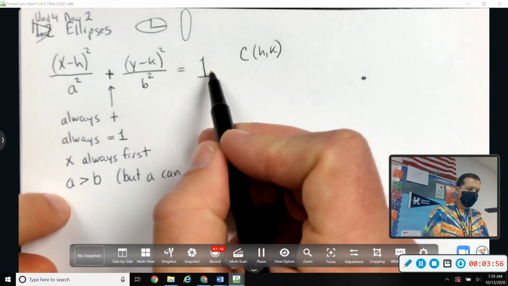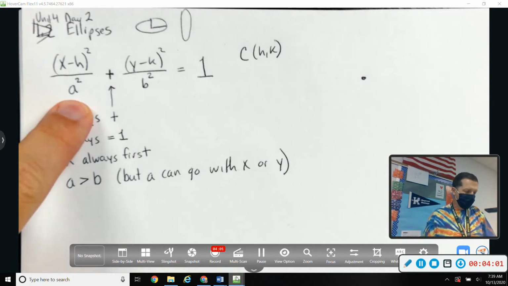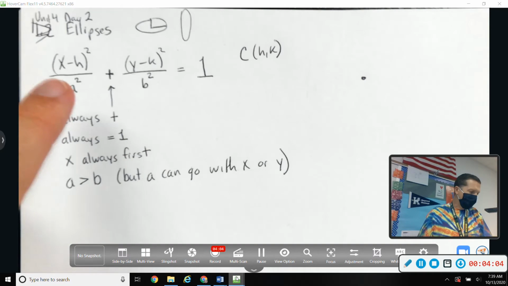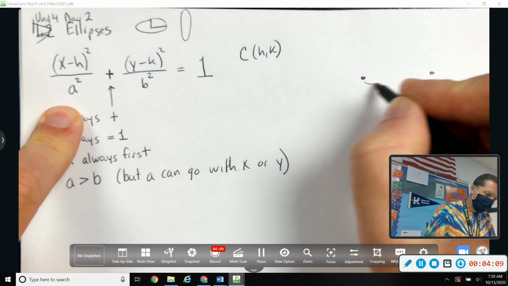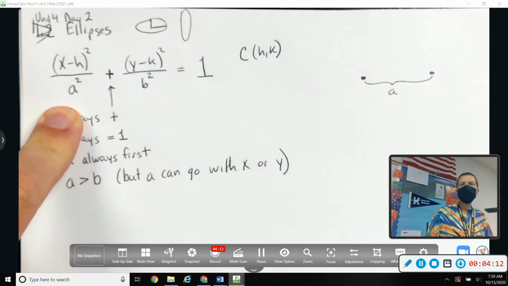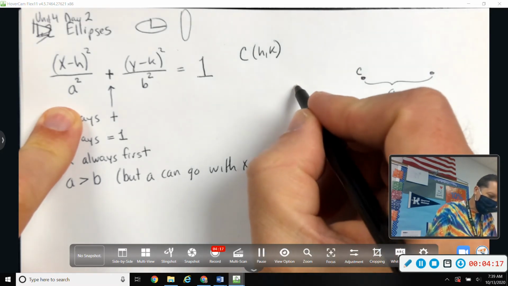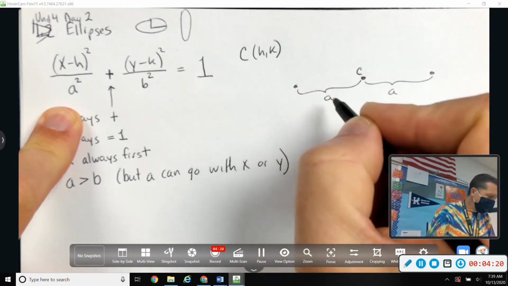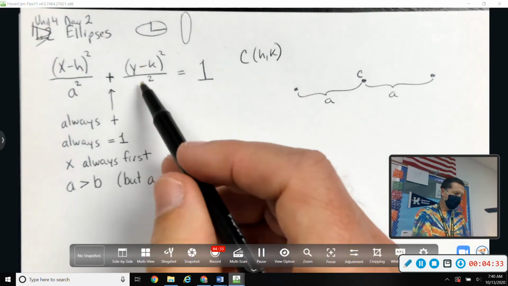Okay, so instead of having one radius where we go that many up and down and left and right, we have an x radius and a y radius. So in the x direction, we're going to go a away on either side. So somewhere out there, doesn't really matter how far. Put a and then put it equal distance on the other side. Again, don't really get hung up on which one's a and which one's b. That doesn't really matter. If it's under x, go that many in x. If it's under y, go that many in y.